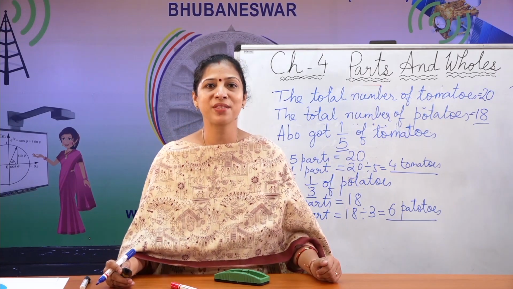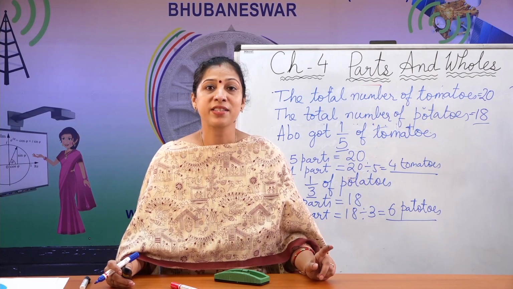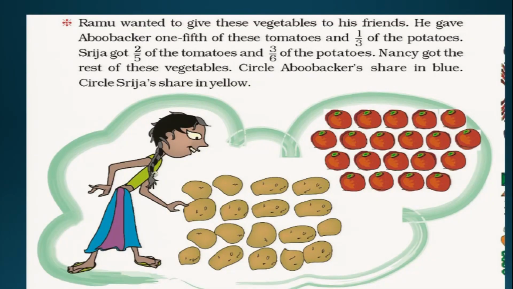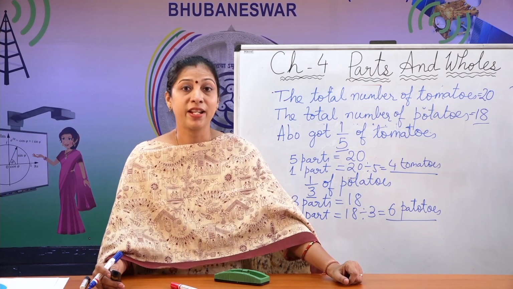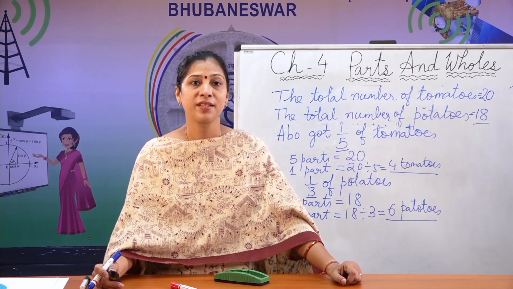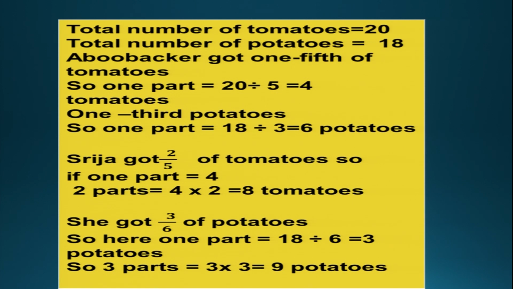Now let's go to the next one. It is written: circle Abu Bakr's share in blue and circle Srija's share in yellow. Now can you find out on your own? Yes, then let's see what the answer is. Now the total number of tomatoes, as I had told you, I have already explained, 6 potatoes and 4 tomatoes Abu Bakr has got. Now Srija got 2/5 of the tomatoes. So if 1 part is equal to 4, 2 parts will be equal to 4 into 2, 8 tomatoes.